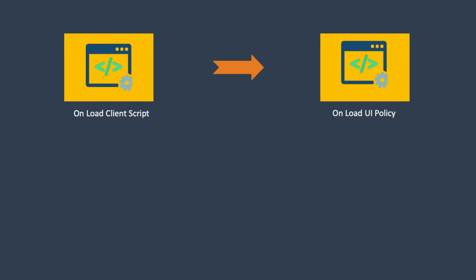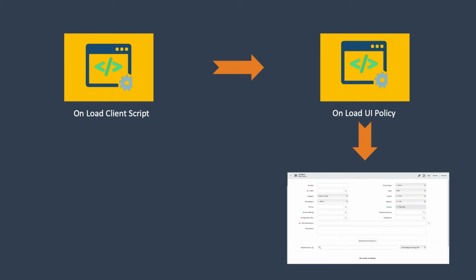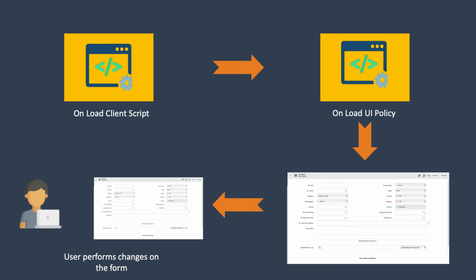Now it will display the data to the user. Then the user can see the data, because whatever action the system has to take as part of the onload client script and then the onload UI policy, the system will populate the data as per whatever logic you have written in these two scripts. And then once data is presented to the user, the user will perform some changes. So let's say I go to the system, I open the form.